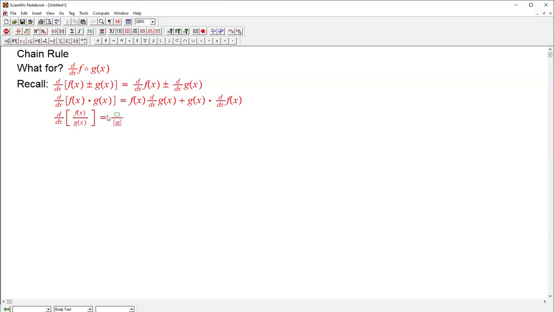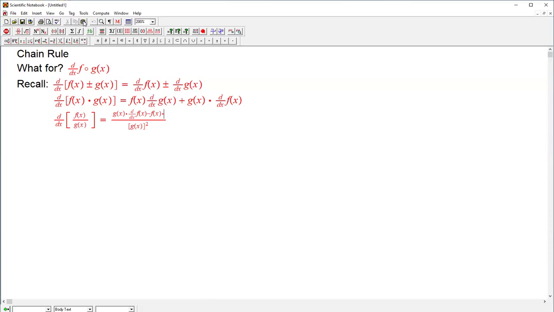So let me just quickly type the derivative of a quotient. The denominator squared, and on the top is g of x, the denominator, multiplied by the derivative of f, minus f of x, which is the numerator, multiplied by the derivative of g. So that's the quotient rule.